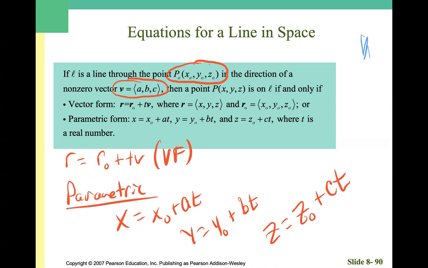Now, if we get it in vector form, parametric form kind of falls into place. Okay. Now we're basically saying vector form, we're basically saying r is a new vector, or it's a line, I should say.